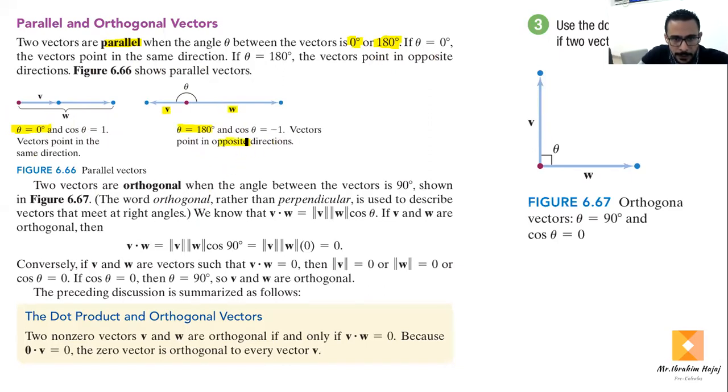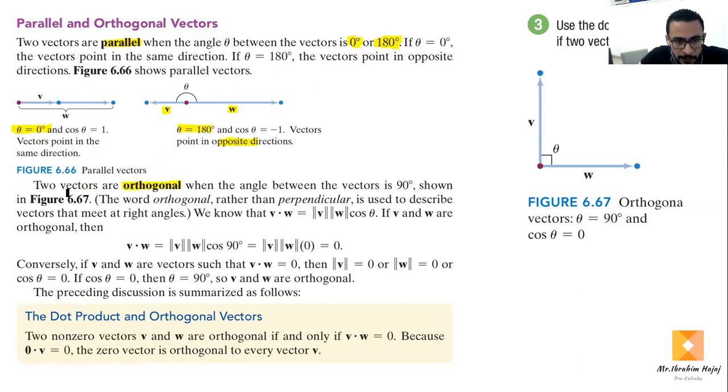Opposite directions when the angle is 180 and same direction when the angle is 0, because cosine 0 is 1, but cosine 180 is -1, so it's going to be what? Parallel, but opposite direction at 180 degrees, and parallel in the same direction when the angle between them is 0. So simply, the vectors are parallel only if the angle between the two vectors is 0 degrees or 180 degrees.